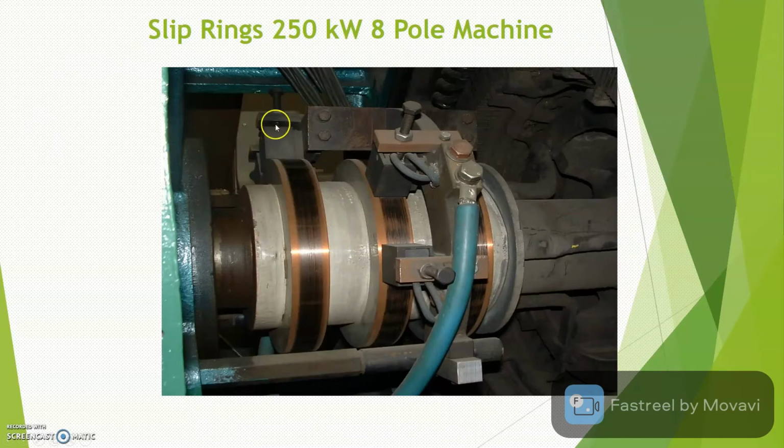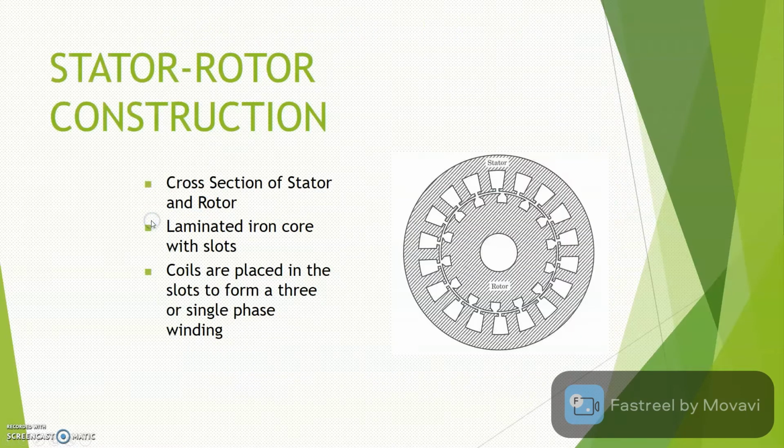This is another example of the slip rings of a 250 kilowatt 8-pole machine. You have slip rings 1, 2, and 3 connected to the rotor. This is the rotor. Next we will see the stator and rotor construction details.